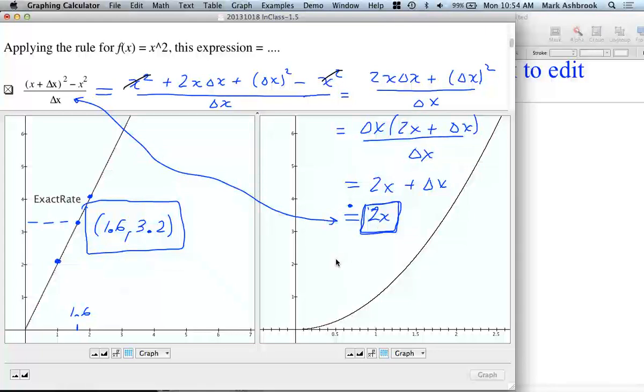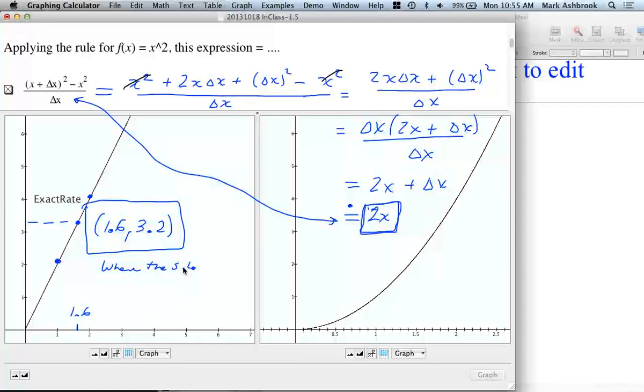Okay, who wants to give it a shot? Gilbert, you want to try? Sure. So tell me, what does 1.6, 3.2 mean? As the side length increases, the rate of the area is... Since the side length is 1.6, the rate of the area is 3.2.